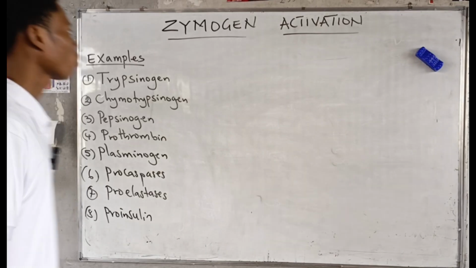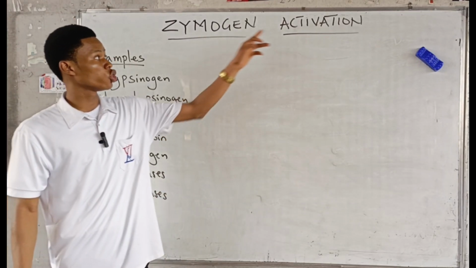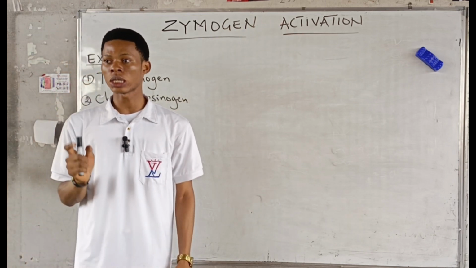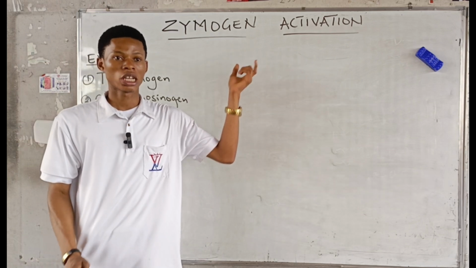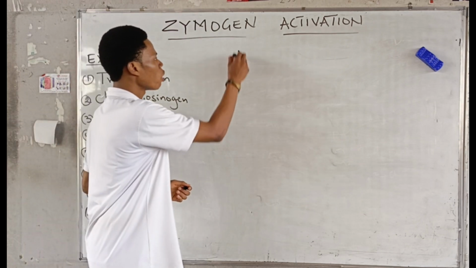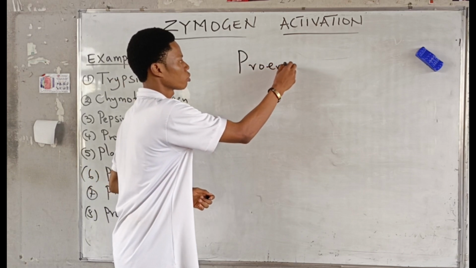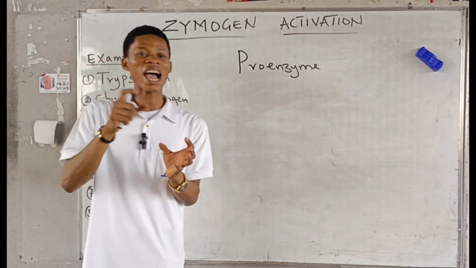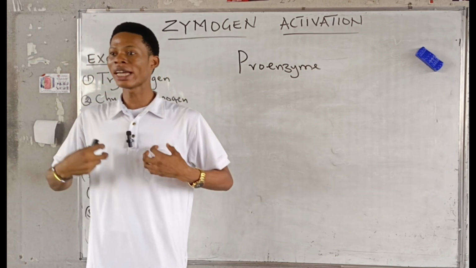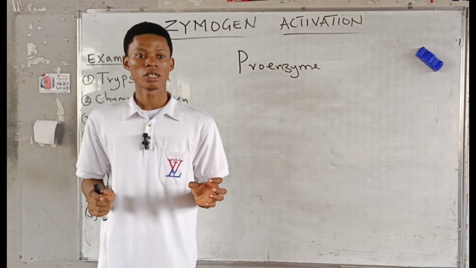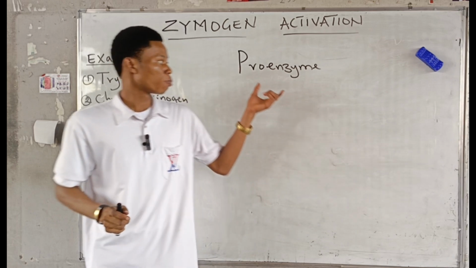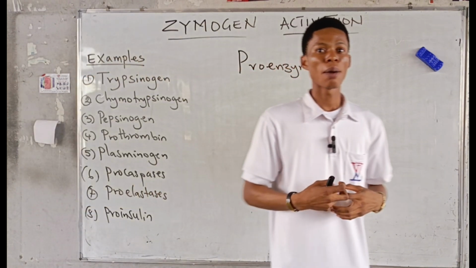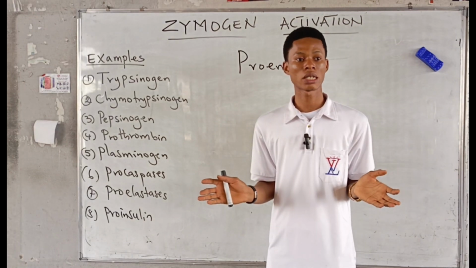So we'll be looking at zymogen activation. The very first thing you have to notice is that if you don't call it zymogen, the other name you can call it is proenzyme. Simply, zymogens or proenzymes are inactive enzymes. Though they are in the body, they are not active yet. Those inactive enzymes are called proenzymes or zymogens.